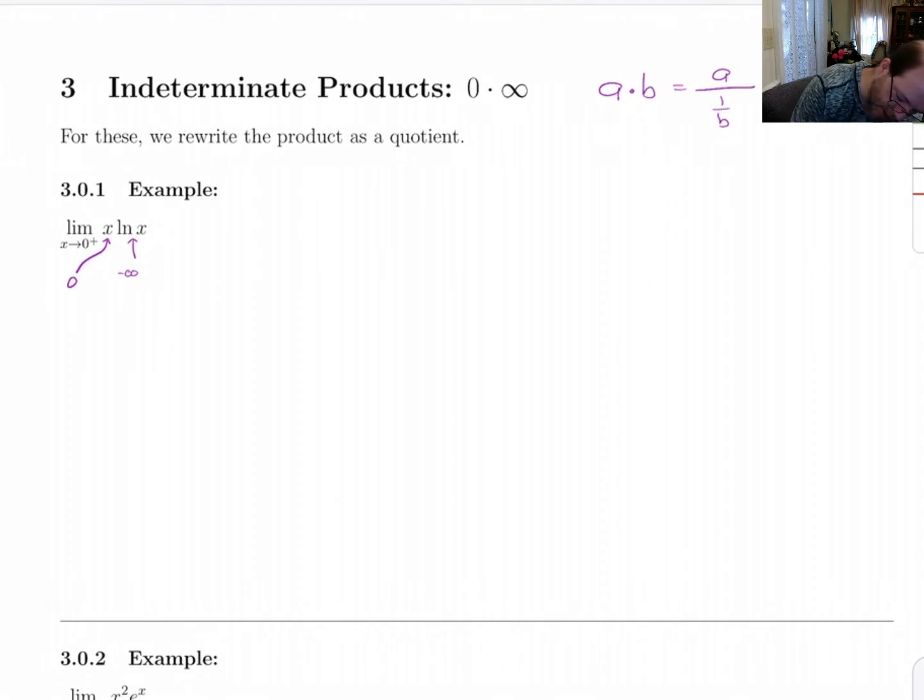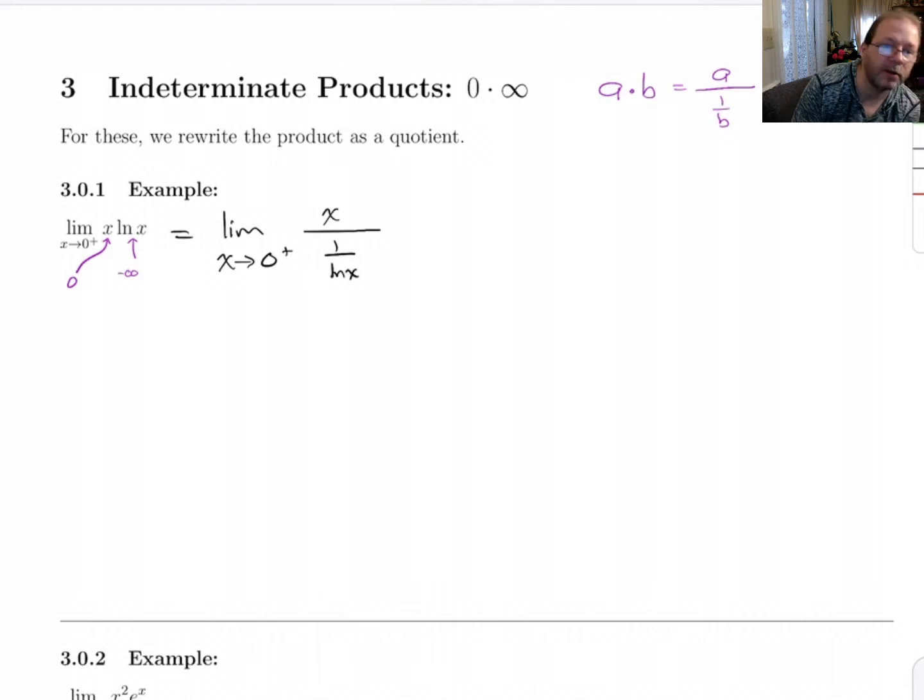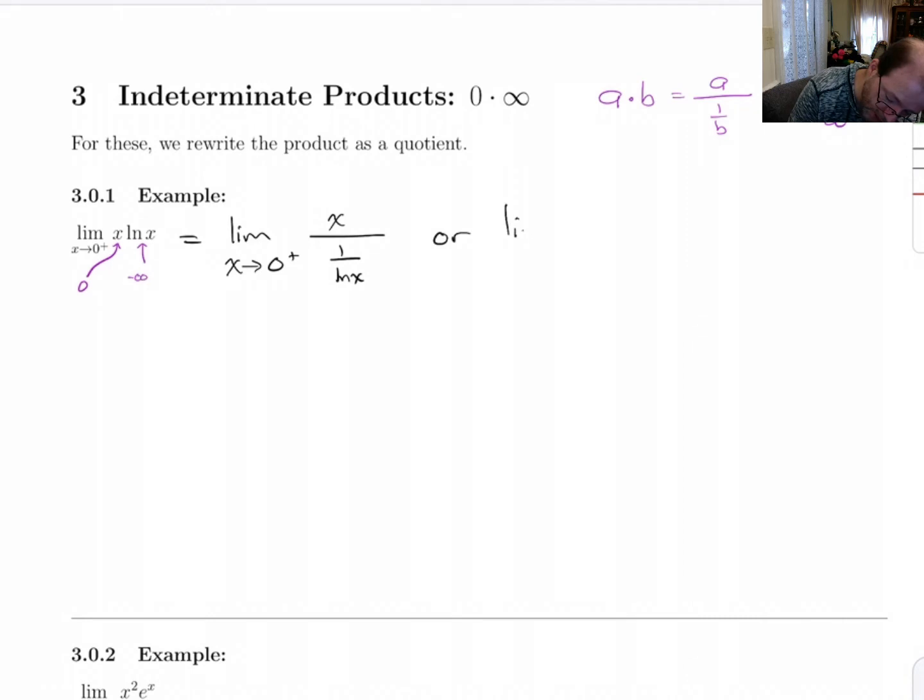So for this example, I could either rewrite it as limit as x goes to 0 from the plus side. I can rewrite it as keep the x on top and move the ln down here, so x over 1 over ln x. Or I could rewrite it as limit as x goes to 0 from the plus side of ln x over 1 over x. Now either one of these works just fine. This first one turns it into a 0 over 0, and the second one turns it into an infinity over infinity.